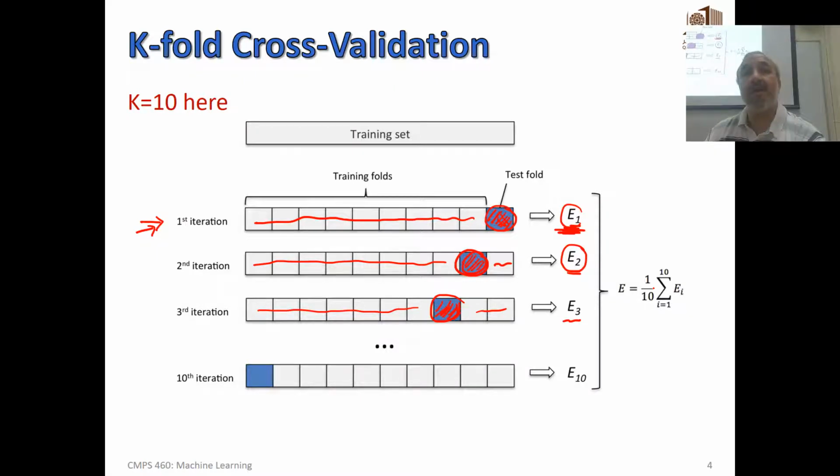Yes? In the first iteration, and then the next one, in the first 8 folds, the model has already seen them. So why do we? Okay, good question. Notice one thing. In every iteration, we train from scratch. We don't continue training. So for iteration 1, the model is trained on folds 1 to 9, right? In the second iteration, we train from scratch a new model on folds 1 to 8 plus 10, and test only on 9, and so on.